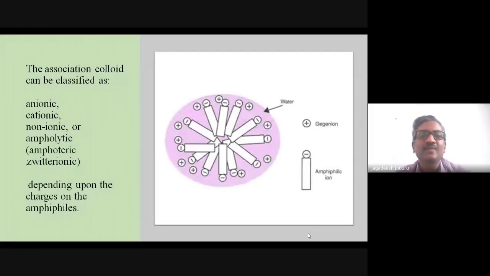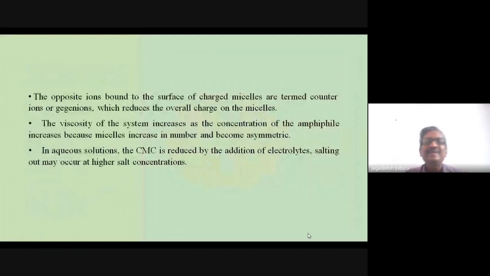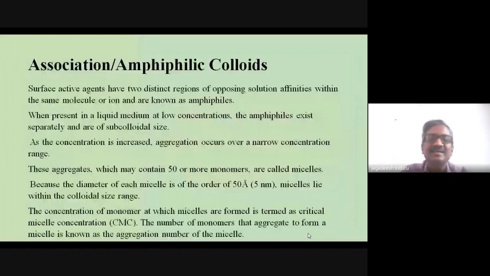So the micelle has a definite size. That size is in the order of 50 angstroms. 50 angstroms are equivalent to 5 nanometers. So 5 nanometers is in the range of 1 nanometer to 500 nanometers, so we are calling it a colloidal dispersion only. And each one has some aggregation number. What is the aggregation number?